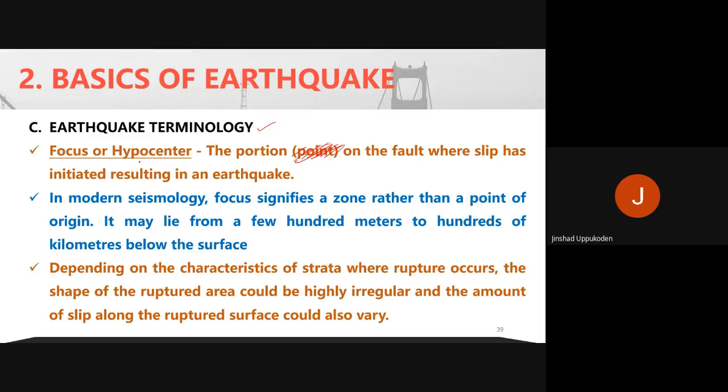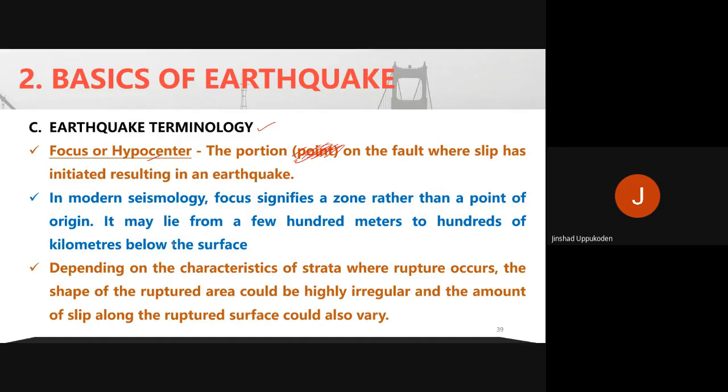We cannot consider it to be a point, even though most textbooks give it as a point. It's actually an area or a portion. So the area on the fault where the slip has initiated is called the focus or the hypocenter. In modern seismology, the focus signifies a zone rather than a point of origin. Most textbooks use the word point, but that's not right. It may be a few hundred meters, or even kilometers below the surface.